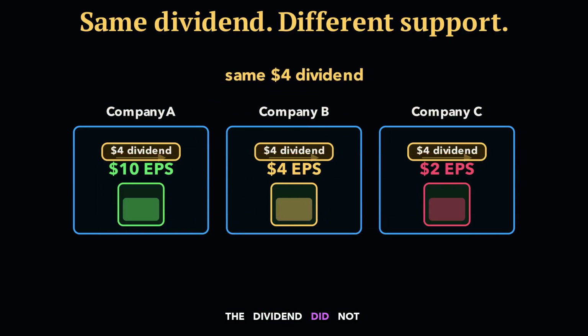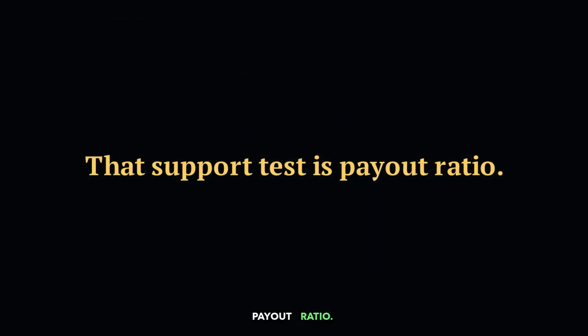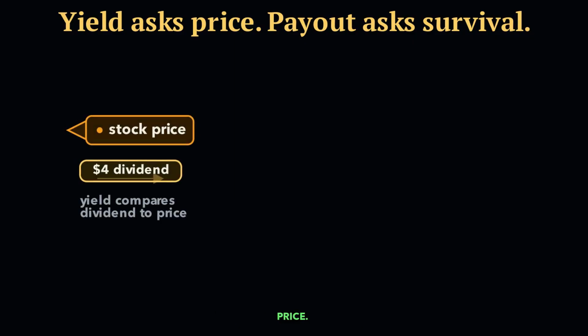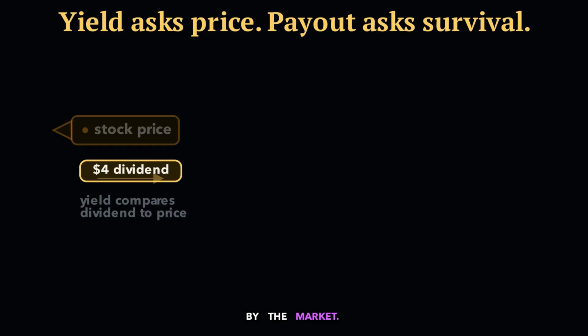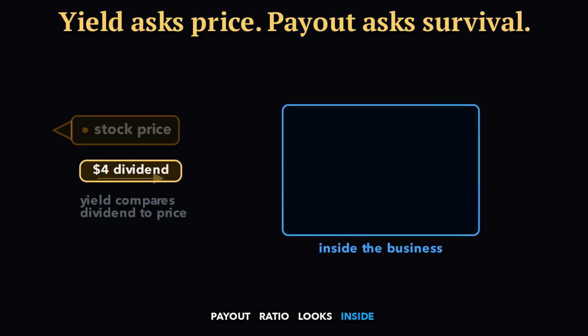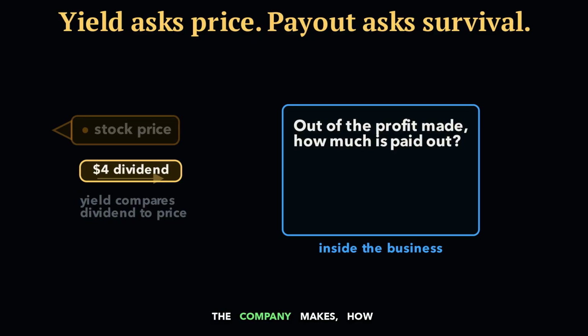The dividend did not change. The support behind the dividend changed. That support test is payout ratio. Dividend yield compares the dividend with the stock price. That is useful, but price is set by the market. Payout ratio looks inside the business. It asks, out of the profit the company makes, how much is being paid out as dividends?